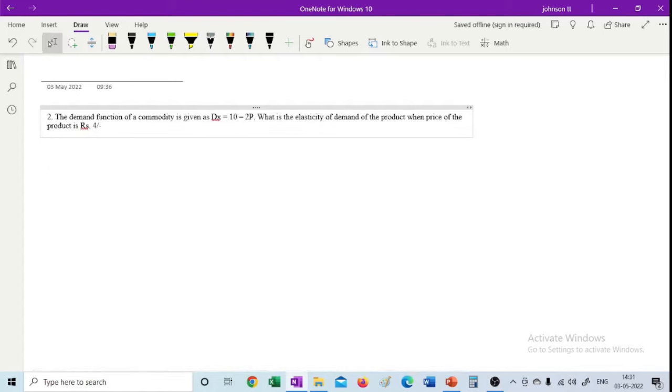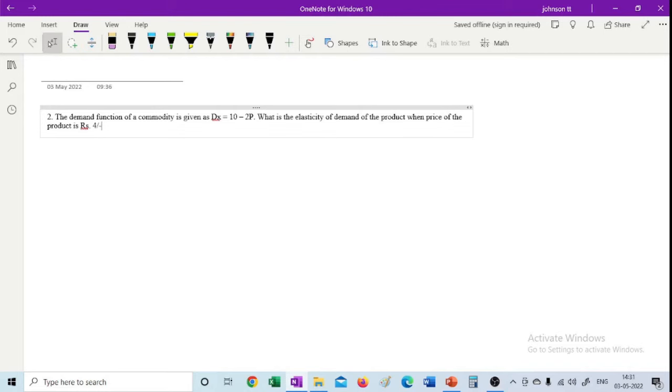Then the next problem. The demand function of a commodity is given as Dx = 10 - 2P. What is the elasticity of demand of the product when the price of the product is rupees 4? So, we have to find it indirectly. The values are not given directly, but in the theory I have already explained that delta Q by delta P is the slope, or the rate of change in the demand equation.